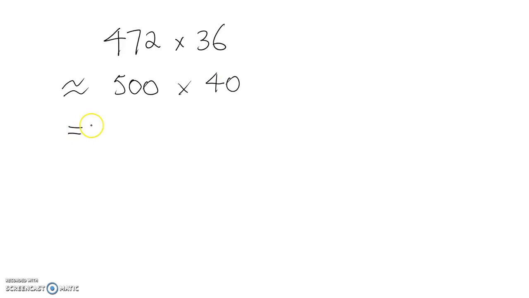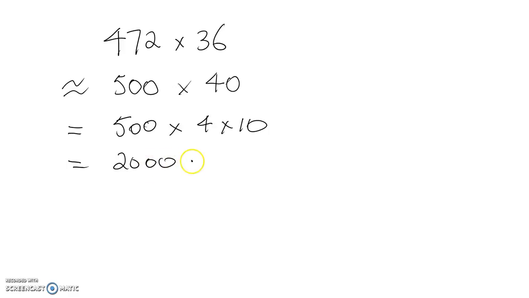So now we can use our work in stages strategy. So 500 times 40 equals 4 times 10. So 500 times 4, 4 times 5 is 20, and then there's 2 zeros. We've still got to multiply by 10. Remember, when we're multiplying by 10, we simply add on that 1 0. So 472 multiplied by 36 as an estimate is approximately 20,000.